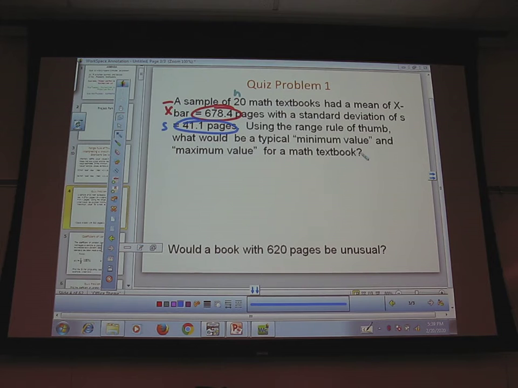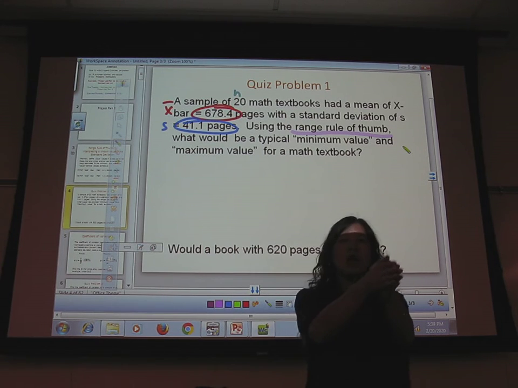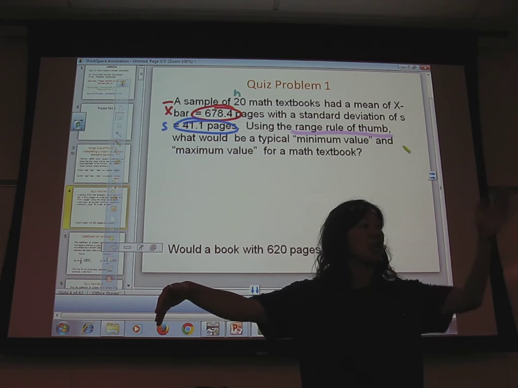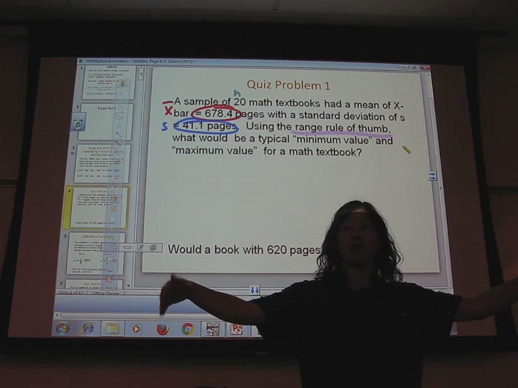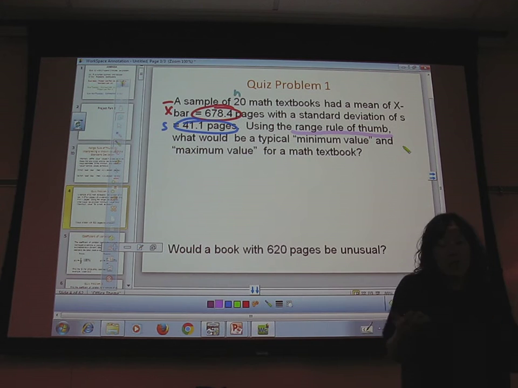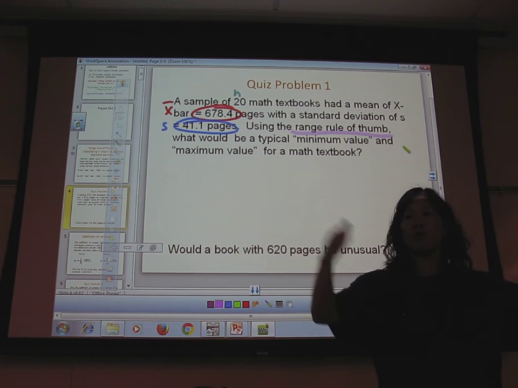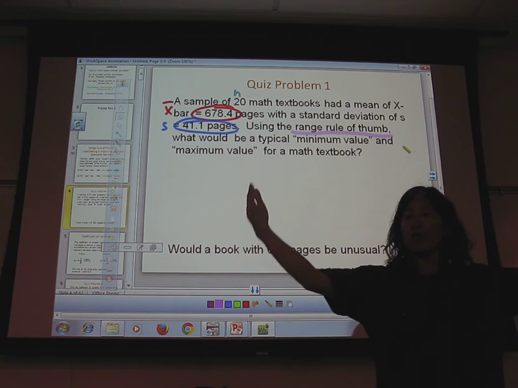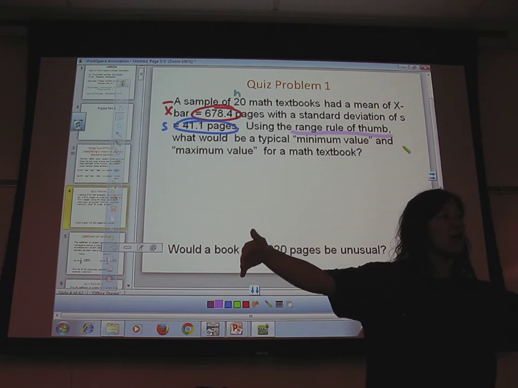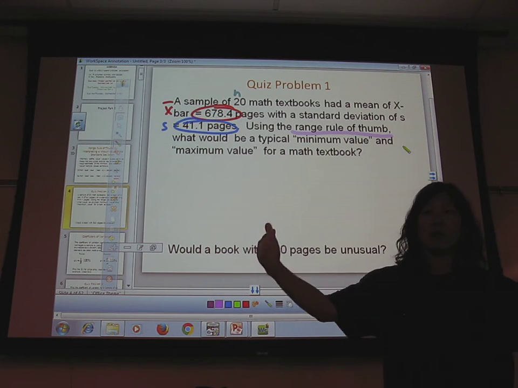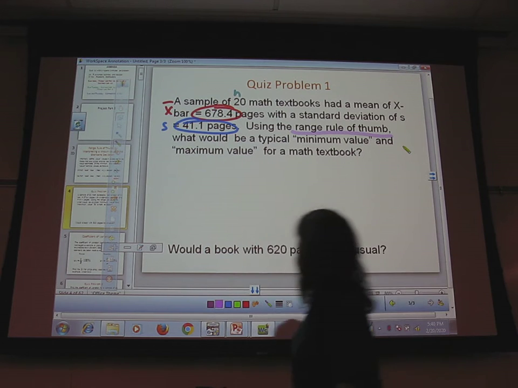So, range rule of thumb. Anytime you see the words range rule of thumb, that's your clue. Take your mean, and go 2 standard deviations this way to find your lowest usual value, and 2 standard deviations this way to find your highest usual value. Range rule of thumb says that typically most of your data lies within 2 standard deviations. So this is your usual range in here. That's the reasoning behind it.